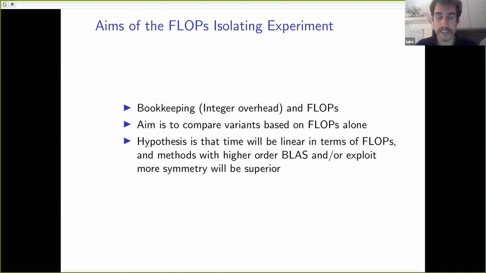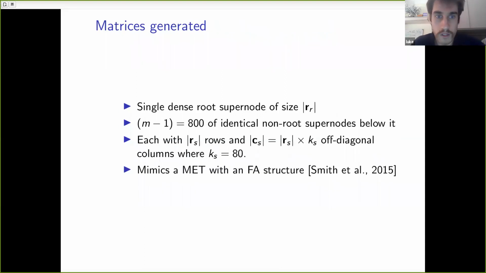The first hypothesis is that higher order BLAS will outperform lower order BLAS, and exploiting more symmetry will lead to quicker runtimes. We also hypothesize that the time will be linear in terms of flops, which sounds reasonable given that we're isolating the flops. So this is a synthetic experiment. We're generating a number of matrices.